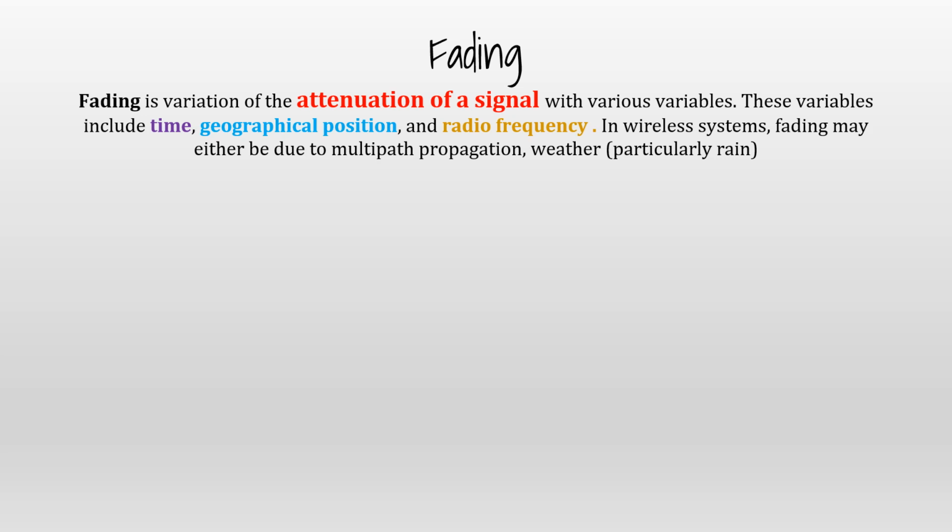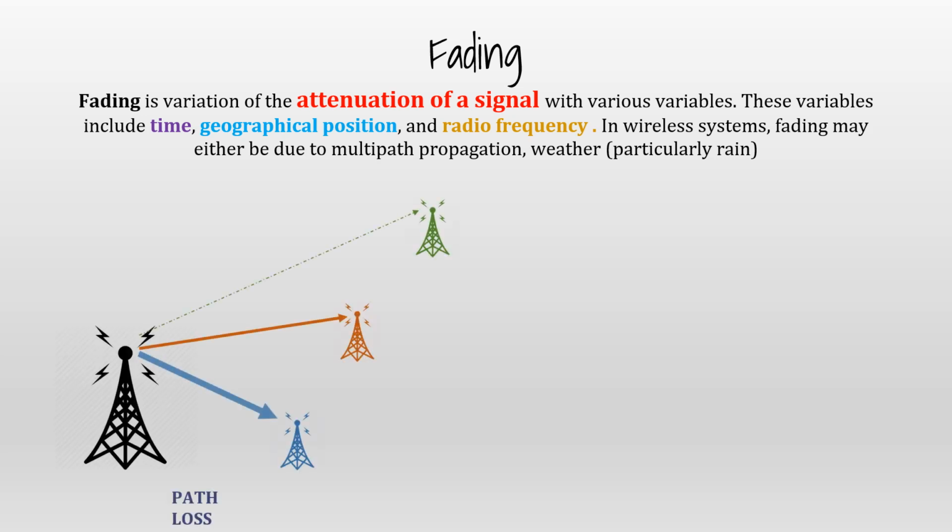And the variables, which means the contributors of this particular fading, may be time, so your signal may get faded over time, and it can be geographical position, which means the distance as well, and similarly the frequency that we are using. So these are all the various variables that are different contributors for fading. And in a wireless system, the fading may be either due to multipath propagation or weather. So let us see that.